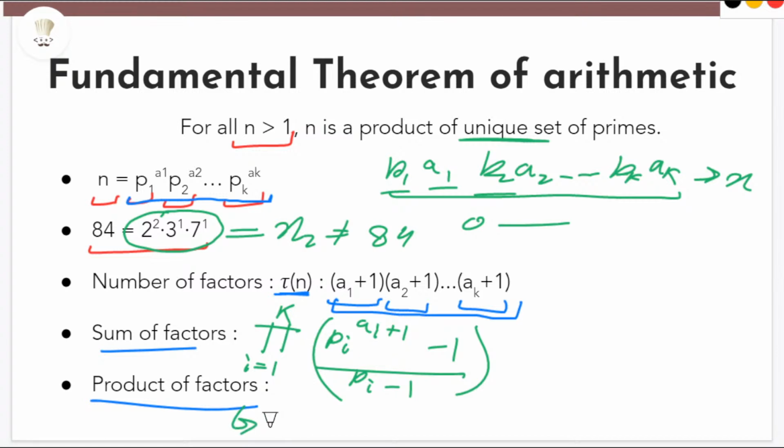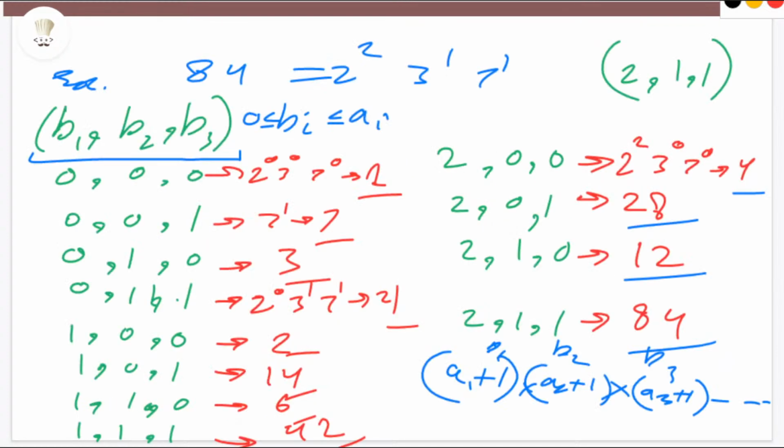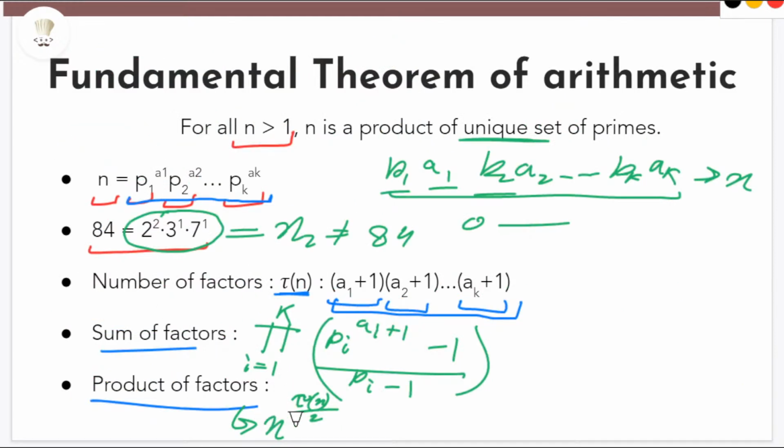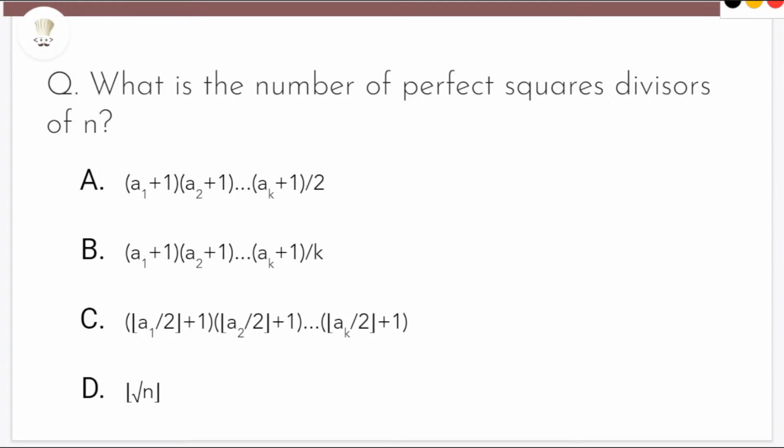Product of factors is n to the power tau n by 2, right? You can clearly see how this works as well. Basically you do the same thing that we did here, right? You take each form and instead of adding them, you multiply them, and you will easily see that we get the form n to the power tau n by 2.